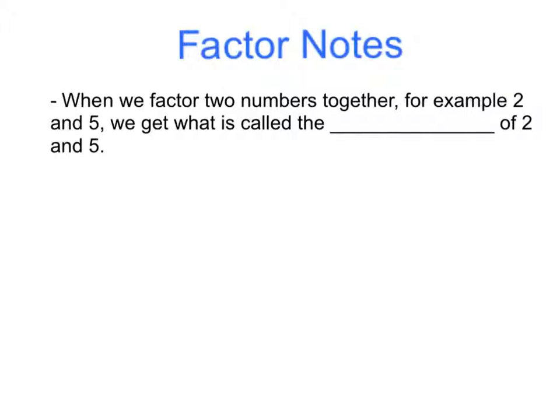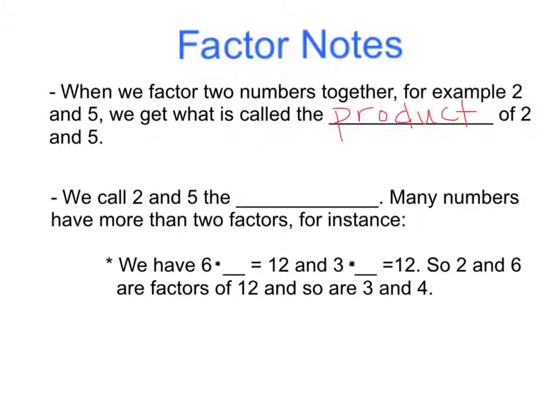When we factor two numbers together, for example 2 and 5, we get what is called the product of 2 and 5. When we talk about the product, that means multiplication. So 2 and 5 are factors, and when we multiply them together, we get a product. In this example, our product is 10, because 2 times 5 is 10. So right now you should be making sure that you have product written down for the first blank.